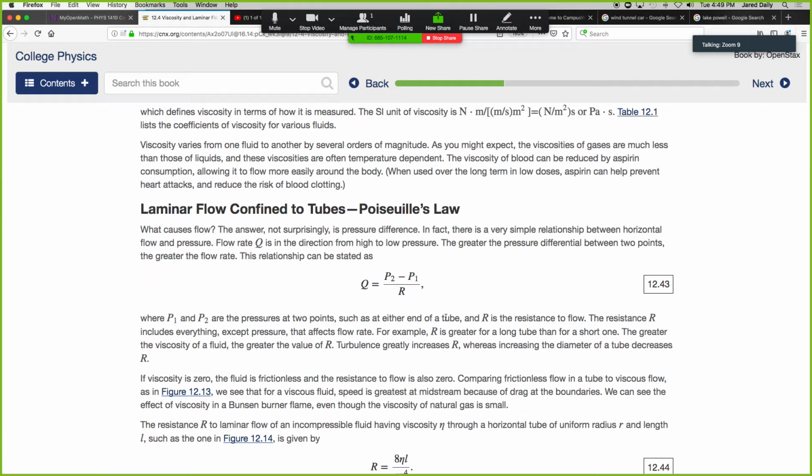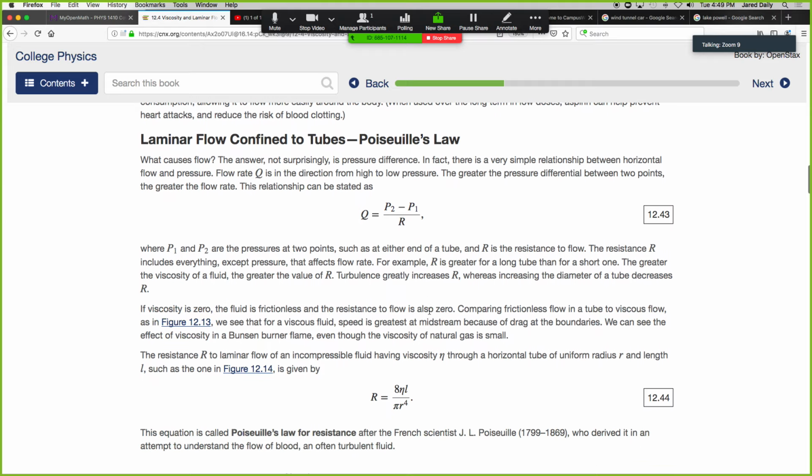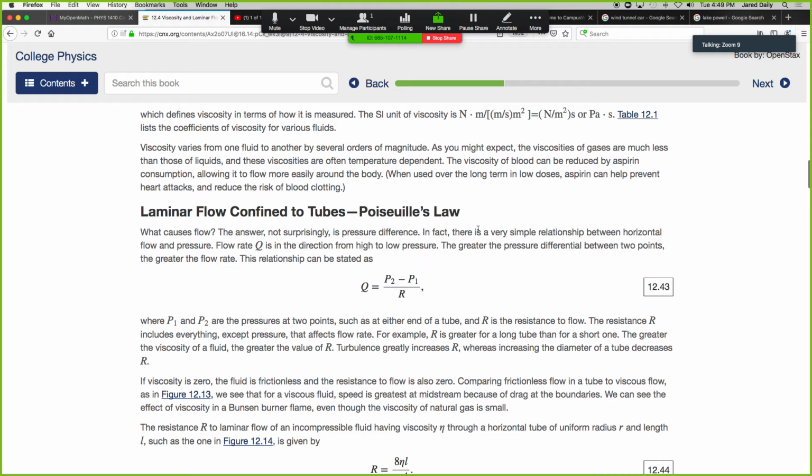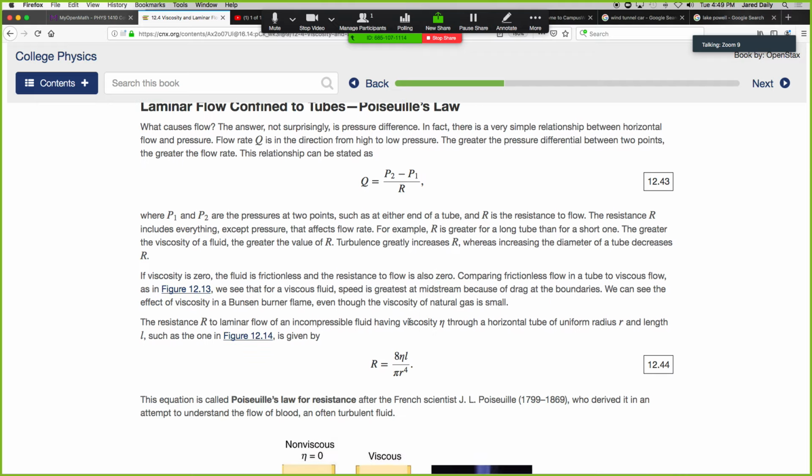In the end, you get this law here, Poiseuille's law, where you have a difference in pressure divided by this thing R, which is the resistance. And the resistance, again, is dependent on the viscosity, but this time it's 8 times the viscosity times the length that it travels through, divided by pi r to the fourth, where r is the radius of the pipe it's going through, whatever. And this is all very approximate.